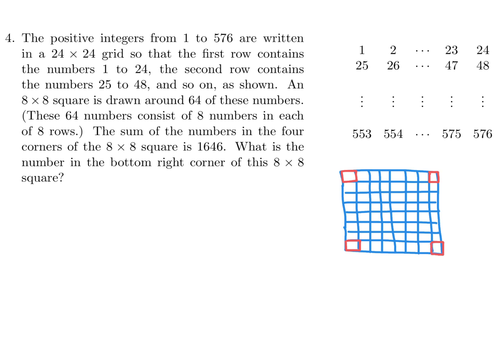I don't want to label it because it's so small, but you guys understand. Those corners, if you add them up, it's 1646. And eventually, they want me to figure out what is the one in the bottom right. So bottom right, I believe, is this one right here. I think that shouldn't be too hard. Let me just start off. The first one, I will just call n.